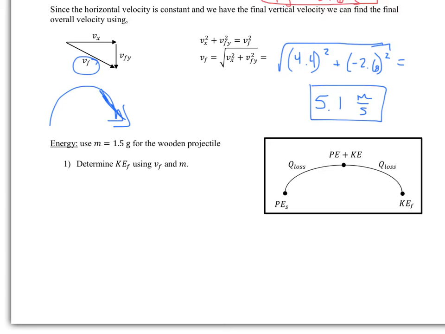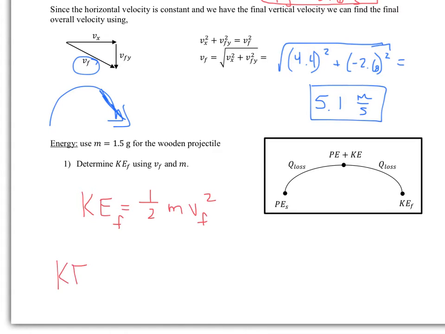We solved for final velocity a minute ago. So using that final velocity and the mass I gave you right here, the mass of the wooden projectile, 1.5 grams, come up with the kinetic energy at the very end. What's the formula for kinetic energy? Recall, what is the formula for kinetic energy? Is it 1/2 mv²? It is. And since I'm looking for final, I'll put Vf, just to specify.